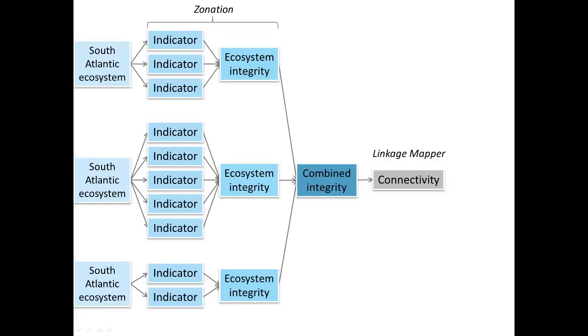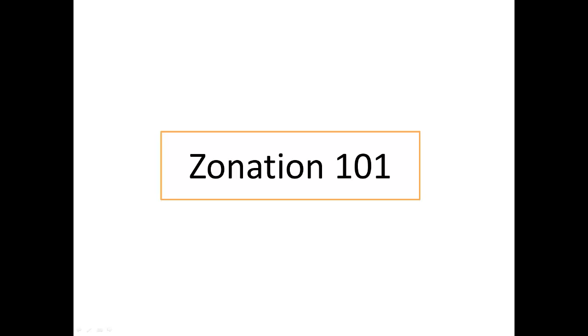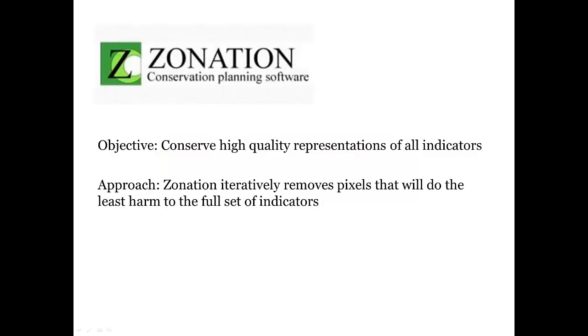Then we introduce connectivity by identifying corridors that link hubs. We use Linkage Mapper in ArcGIS to perform a least cost path analysis, optimized for shortest distance and highest ecosystem integrity score. Combining the areas of highest ecosystem integrity with the corridors produces version 2.2 of the Conservation Blueprint. Zonation is obviously integral to the blueprint process, so how exactly does it work?